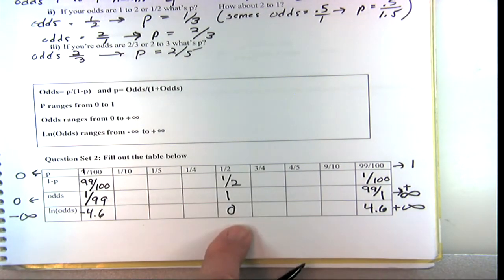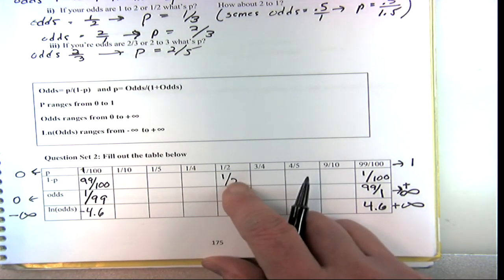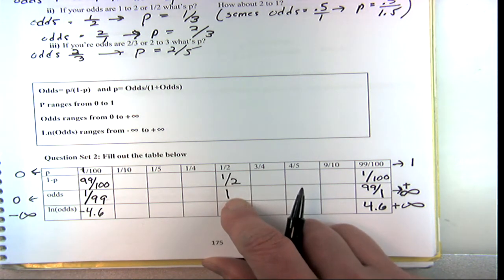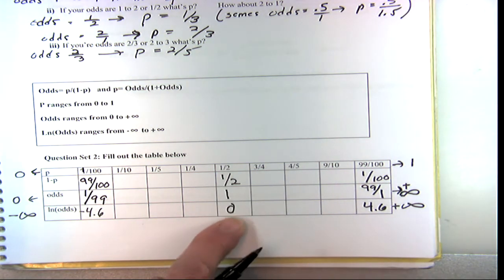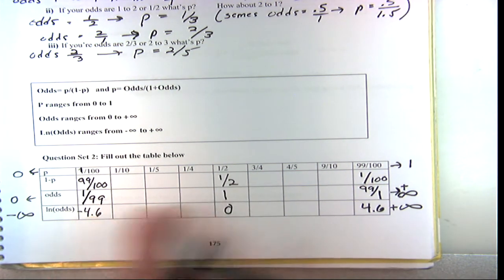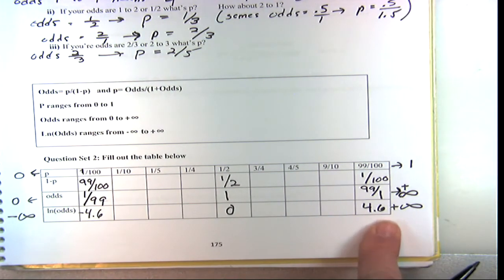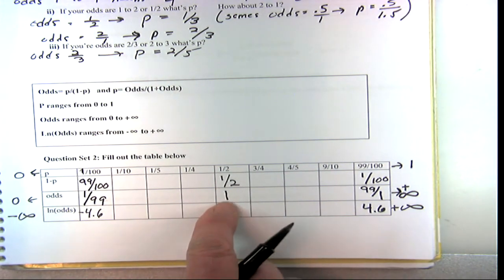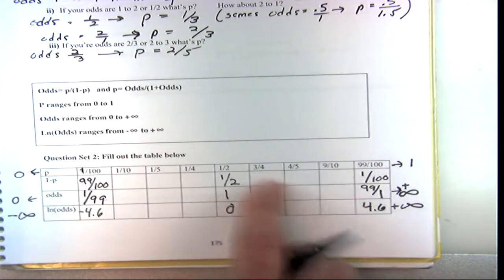When you have a 50% probability of something happening, your odds are 1 to 1, and your log odds are 0. So if you have negative log odds, that means you have less than 50% chance. Positive log odds means more than 50% chance. Less than 1 in your odds means less than 50% chance, etc.